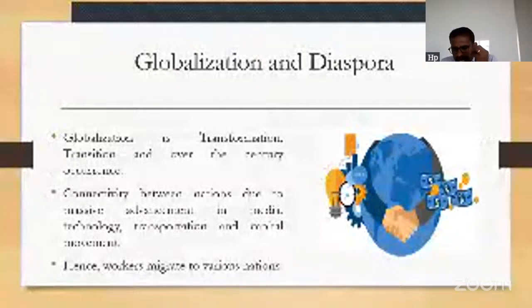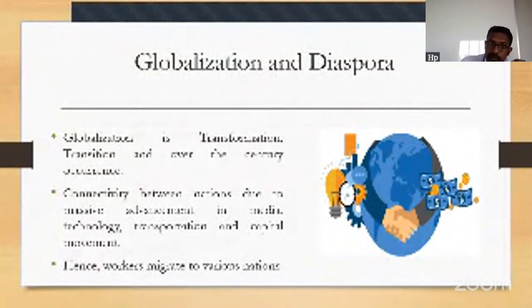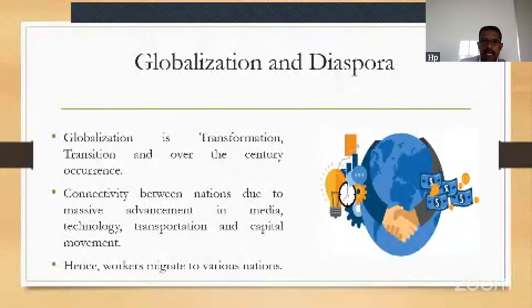And another learning objective. The first learning objective was, what is diaspora? We have seen that so far. So the next learning objective is, what is the connection between globalization and diaspora?